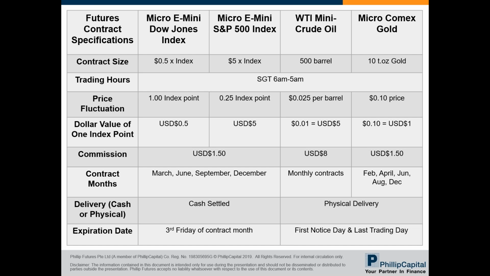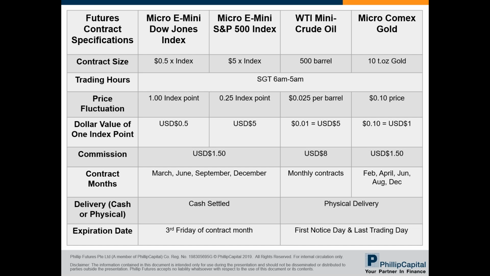Trading hours for all four would be Singapore time 6 a.m. to 5 a.m. But obviously it gets more volatile when the US market opens at about 8 p.m. our time, when the US markets all open. Let's say, for example, the Dow Jones price fluctuation is per $1. So every dollar movement in the Dow Jones would be a 50 cent profit or loss on your end as an investor. And then the commission, now we're actually having a promo, would be $1.50 per contract.